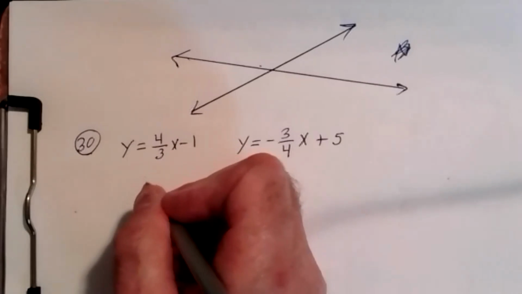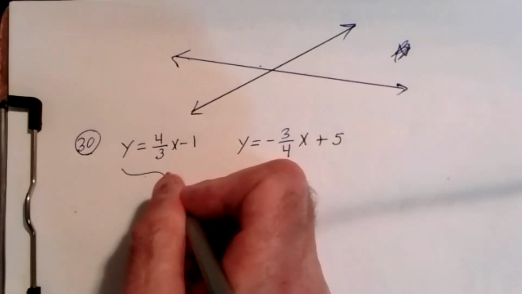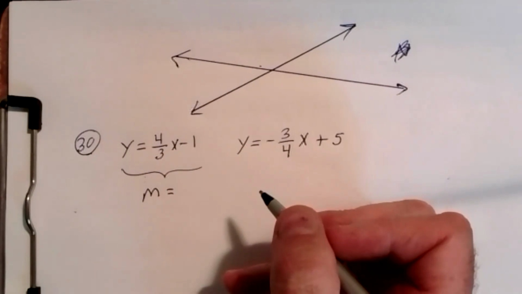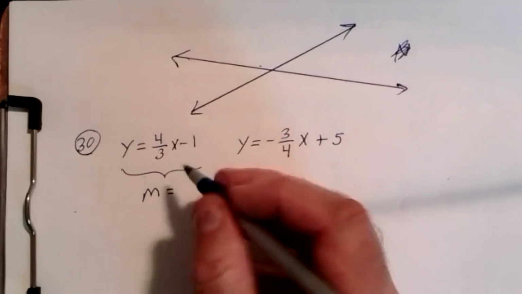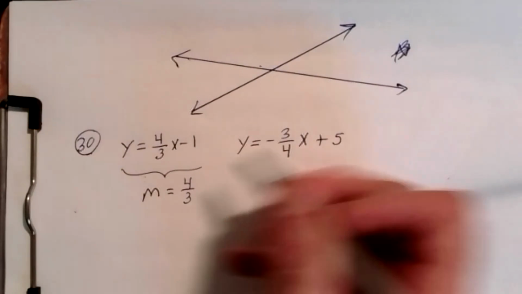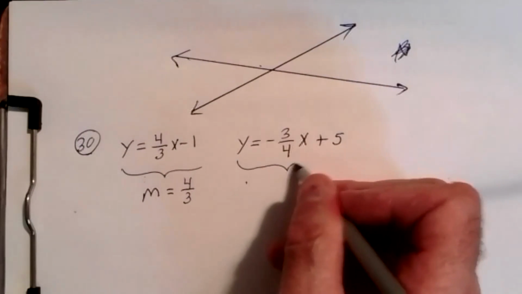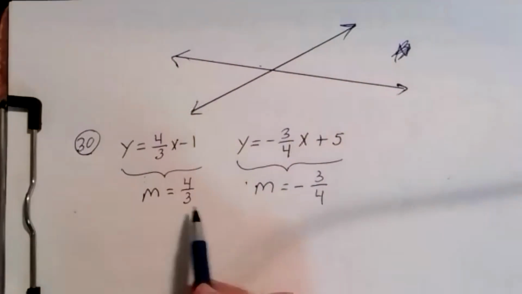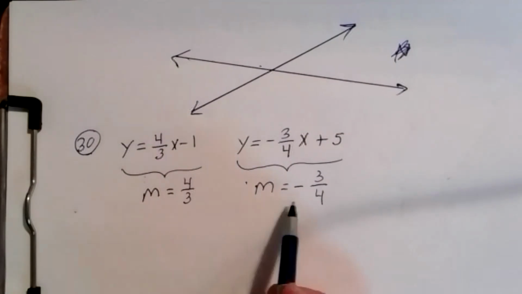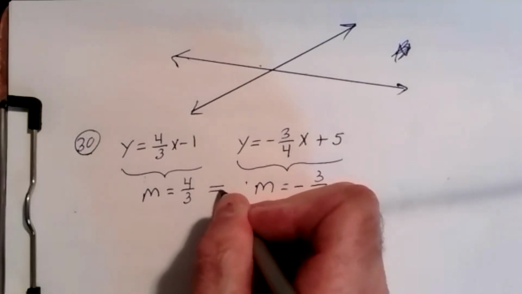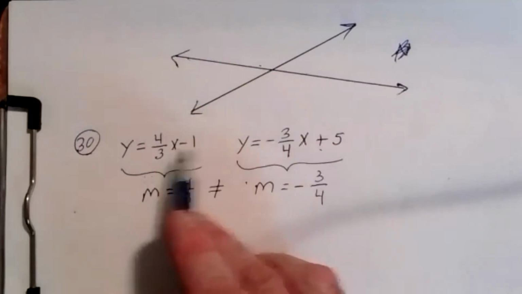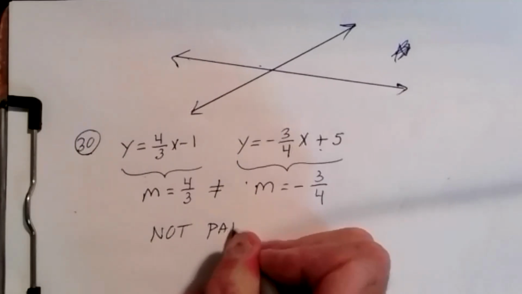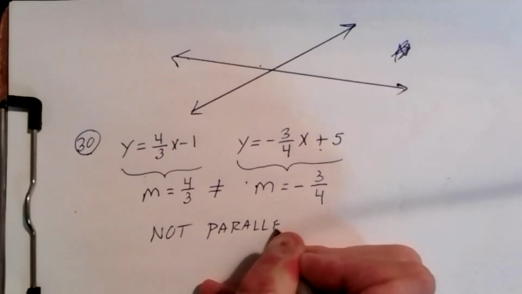So what's the slope of this function right here? What's its slope? 4/3. What's the slope of this linear function here? Negative 3/4. Are these slopes equivalent to each other? They're not equal to each other. So are these lines parallel? No. Not parallel. The slopes are different. So they're not parallel lines.